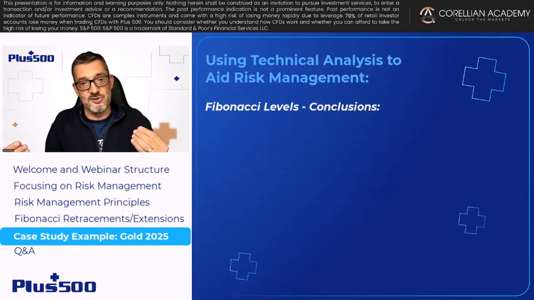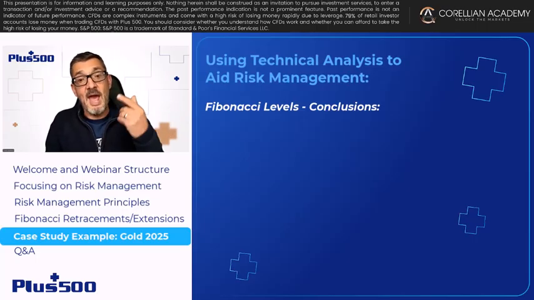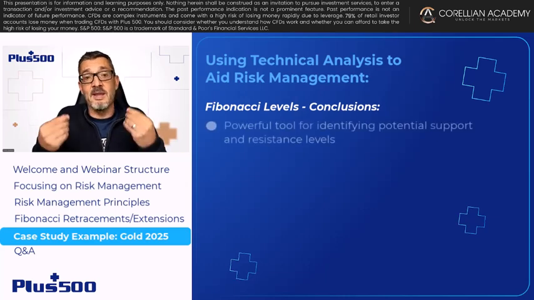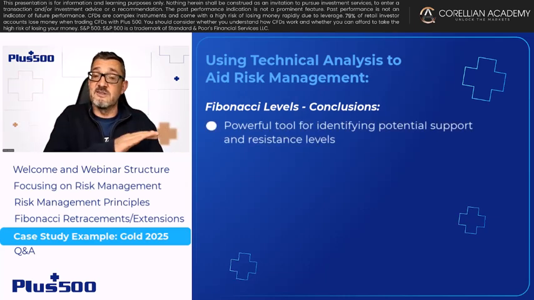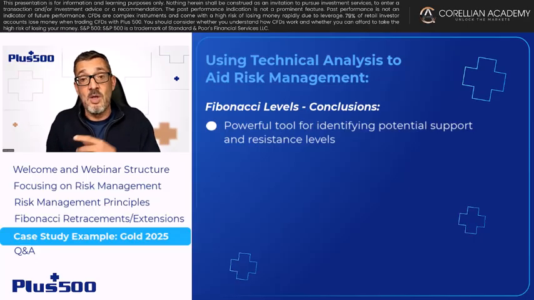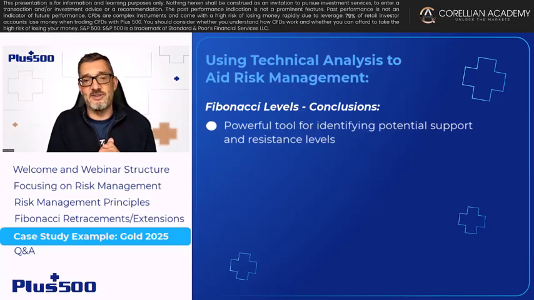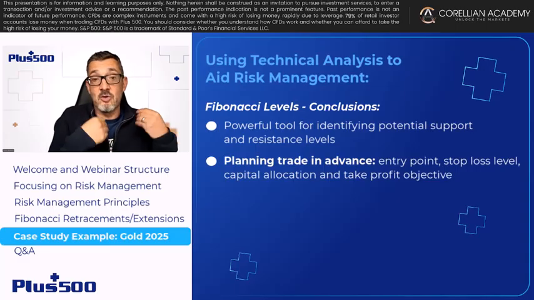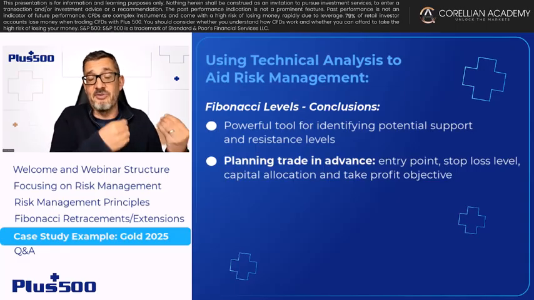So, in conclusion, by understanding both Fibonacci retracement and extension levels and applying them to significant highs and lows in price action, you can gain a powerful tool for identifying potential support and resistance zones for any CFD. These levels aren't just theoretical, they're practical tools you can integrate directly into your risk management strategy. When you plan your trade in advance, they can support you to define your entry point, your stop loss level, your capital at risk, and your take profit objective.